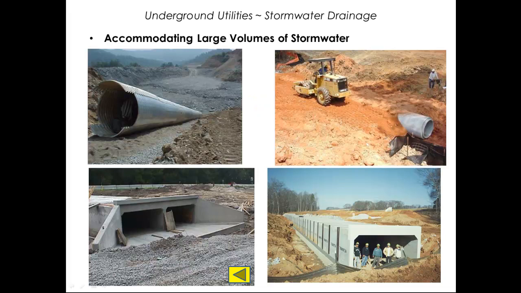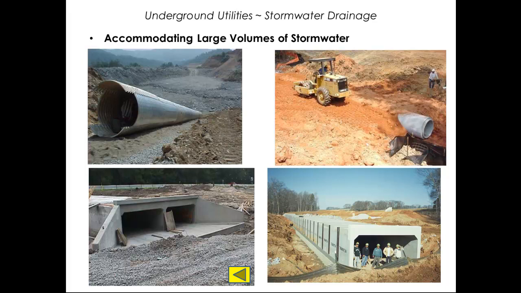In the upper right, we see backfill being compacted over some larger RCP. While metal and PVC are also used for some storm lines, the advantage of RCP pipe is that it is very strong. This is important as storm piping is often buried very close to the surface, and as such is subject to high loads under roadways and parking areas.